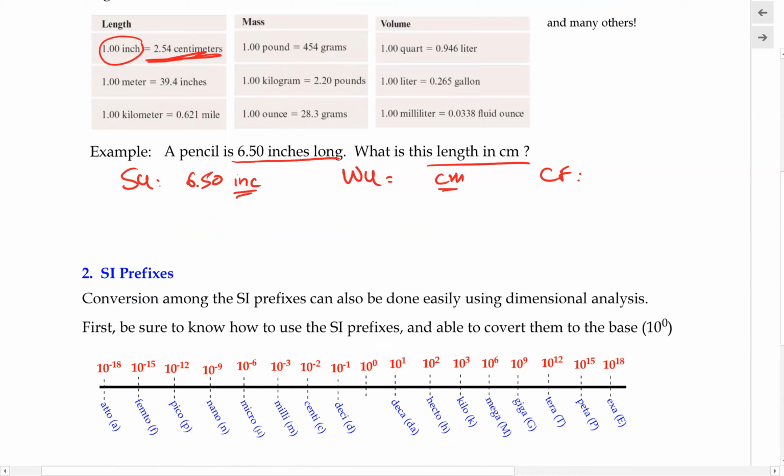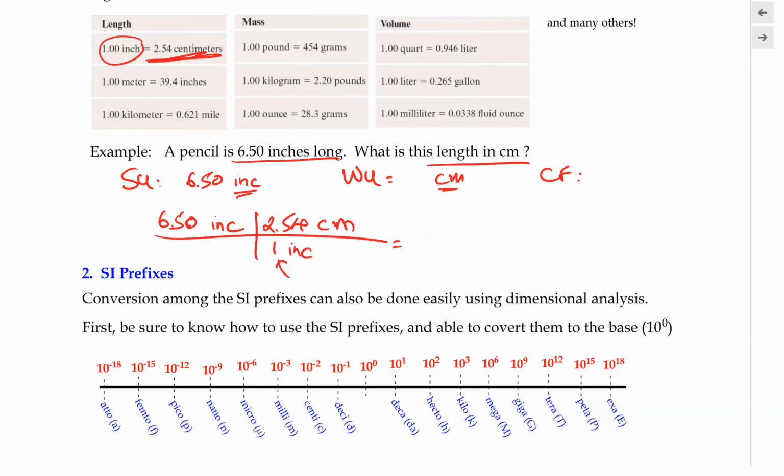And finally, setting this up to solve, starting from 6.50 inch, we're going to put 1 inch on the bottom, equal to 2.54 centimeter. Now the 1 here is actually assumed to be exact. So after we plug this into our calculator, we will obtain 16.5 centimeter. And now we need to round this to 3 significant figures, and it has 3 significant figures. So there you go, basic unit conversions using dimensional analysis.